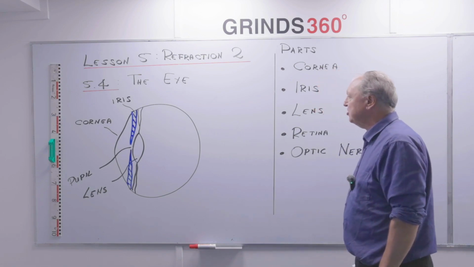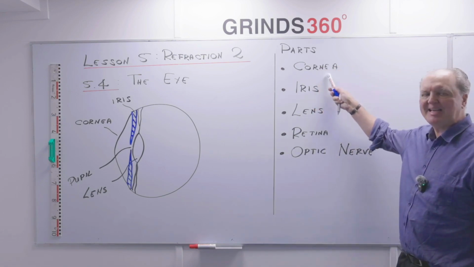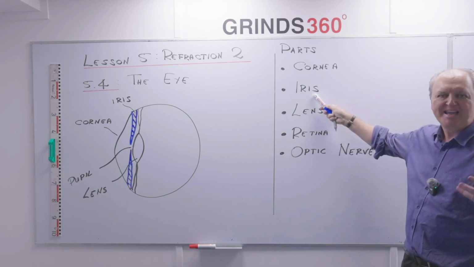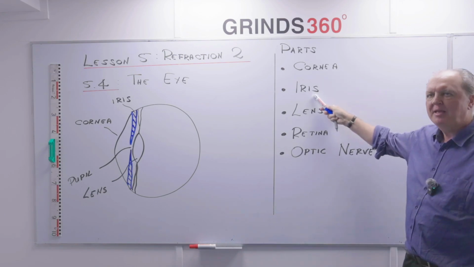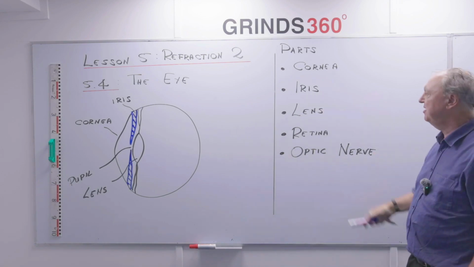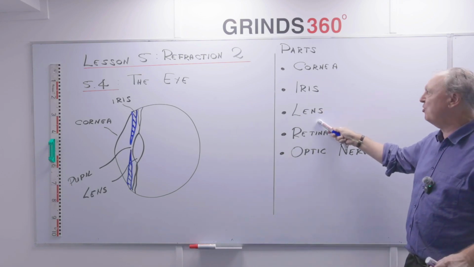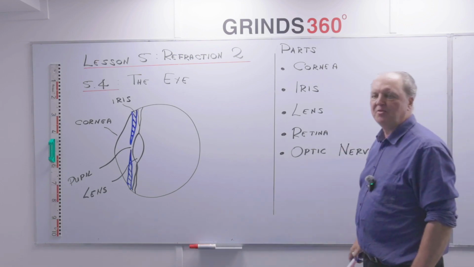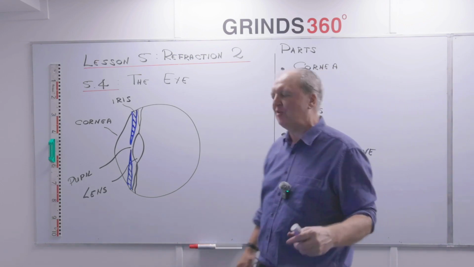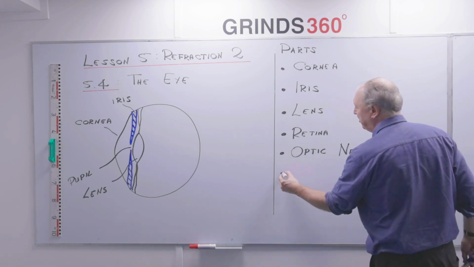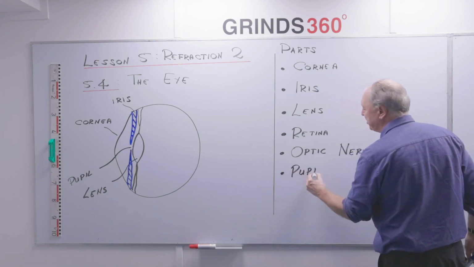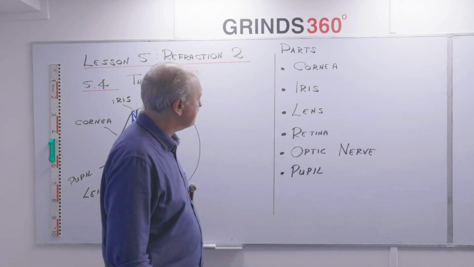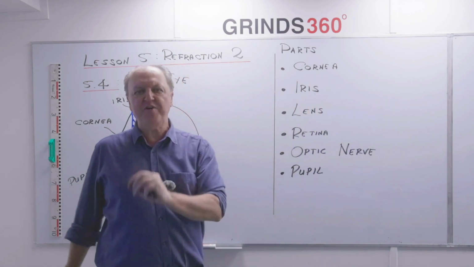So what are my main parts so far? The cornea, that's the clear part at the front of your eye. The iris is the colored part of your eye. It acts as a shutter, allowing more light in or less light in. The lens, that's a really important part. The lens is going to focus the light on the back of your eye. Let me write in the pupil here as well. The pupil is the little black spot in the middle of your eye through which the light enters. So they're the parts so far.